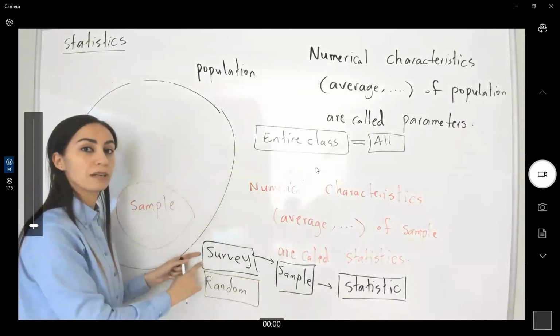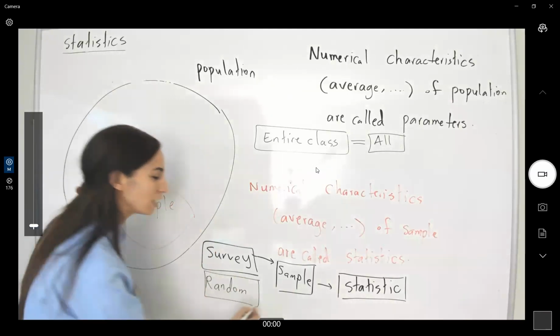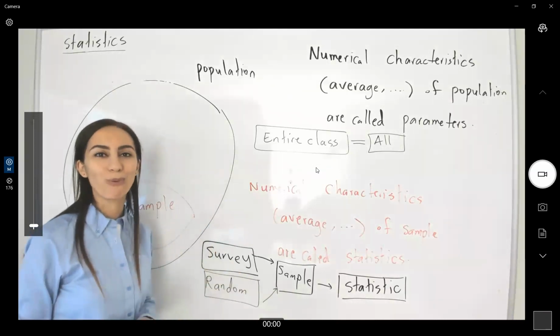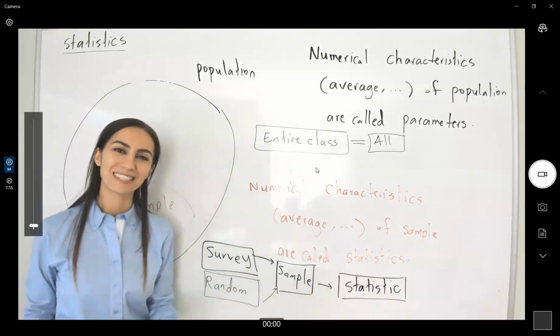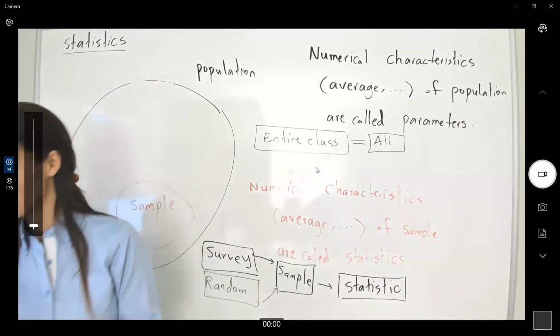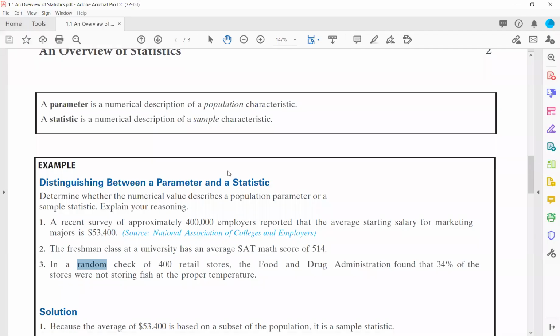And when we're dealing with surveys, dealing with randomness, it means that we have a sample to work with. We have a sample, and the numerical characteristic for that sample is your statistic. Very well.